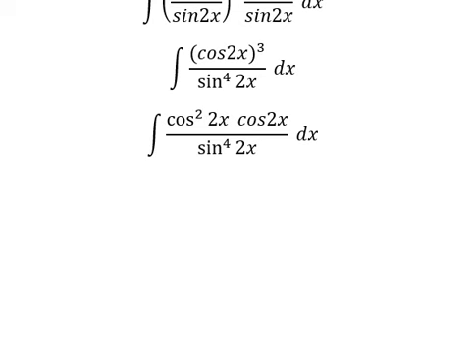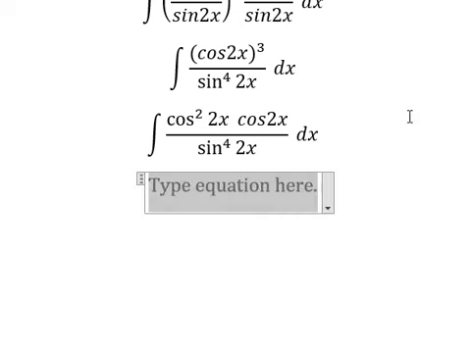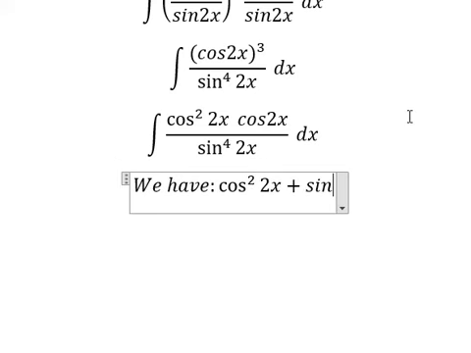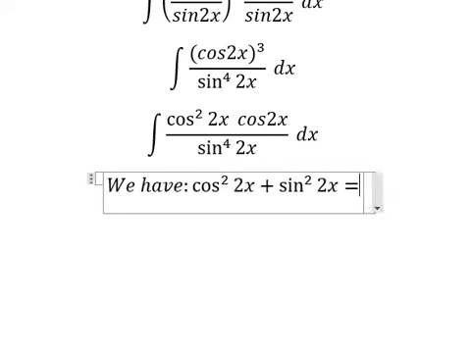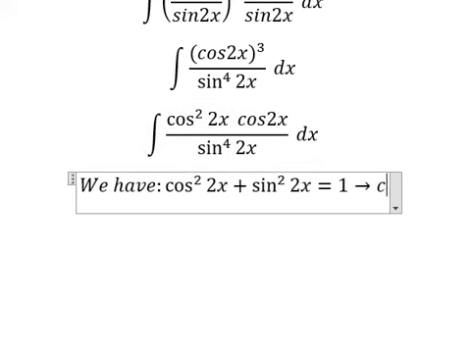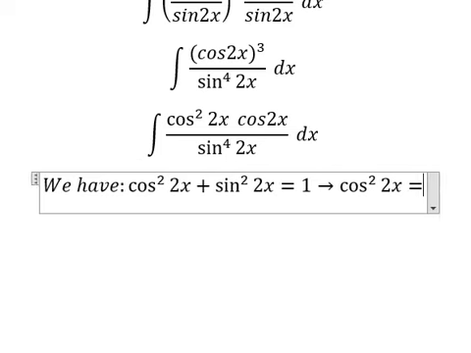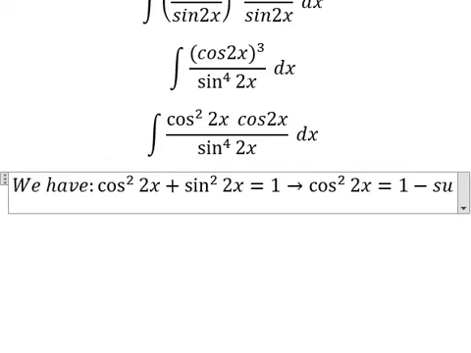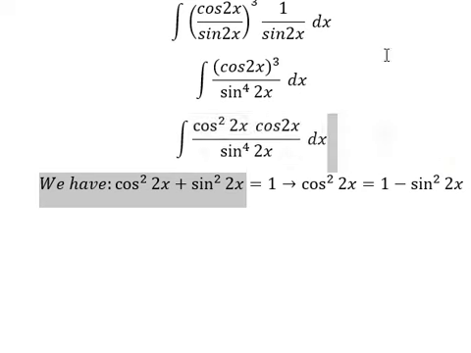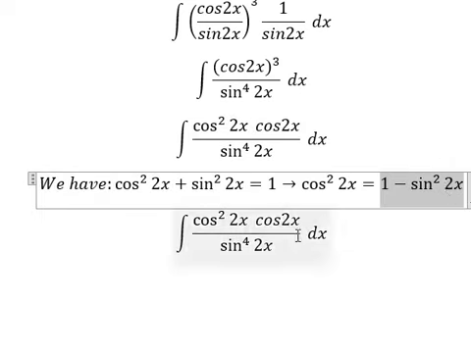Next, we have the formula in here. Cosine 2x squared plus sine 2x squared equals 1. So we put sine 2x squared go to the right, and we have 1 minus sine 2x squared. So I will put this one go in here.